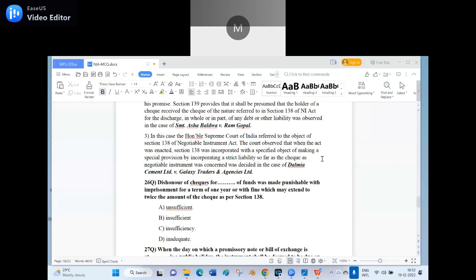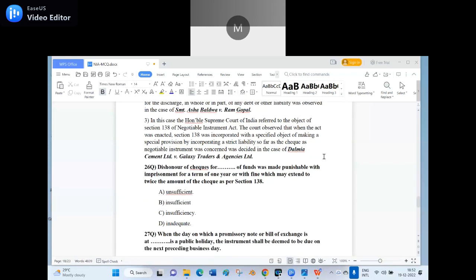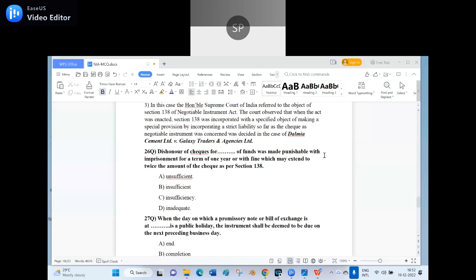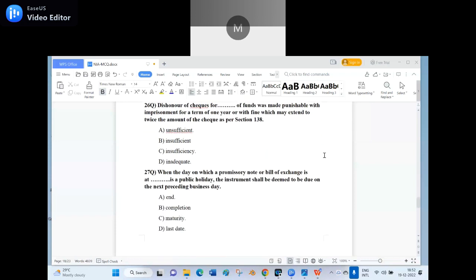Option B, sir. Read full. Option B, insufficient. Wrong. Shoot. Option D, inadequate. Wrong. Option A, insufficient, sir. Wrong. Option D, sir. Wrong. Option C, insufficiency. The exact word is: insufficiency of funds was made punishable.